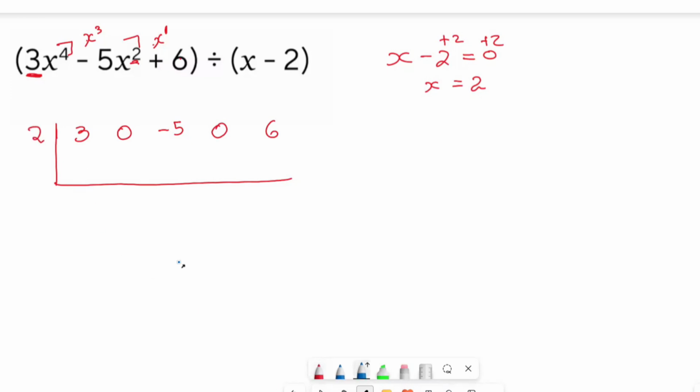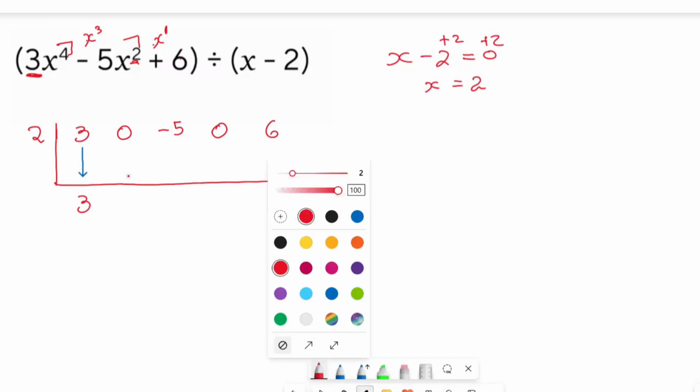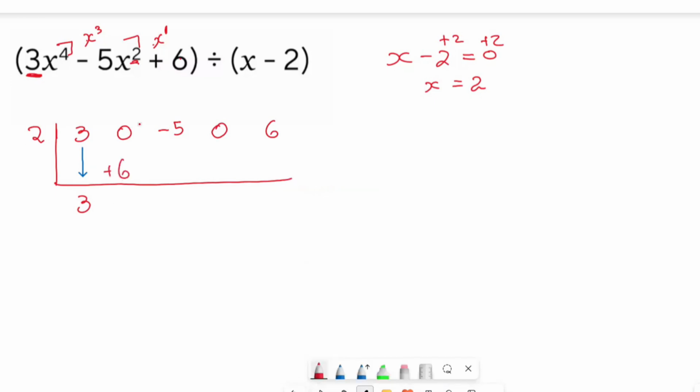So what we want to do initially is bring down that first coefficient, which is 3. Then all we're going to do is multiply, then add. We're going to multiply 2 times 3. That's going to give us 6. Then we're going to add 6 to 0, which is going to give us 6.